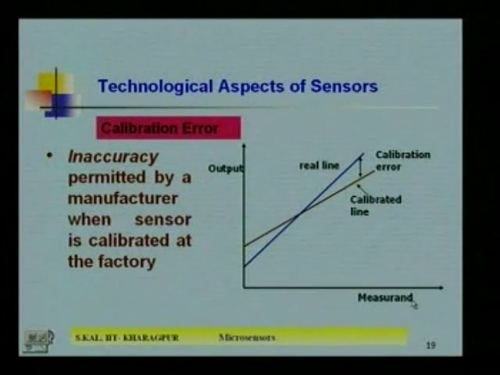Now the other parameter is calibration error. Calibration error is basically the inaccuracy permitted by a manufacturer when the sensor is calibrated at the factory.